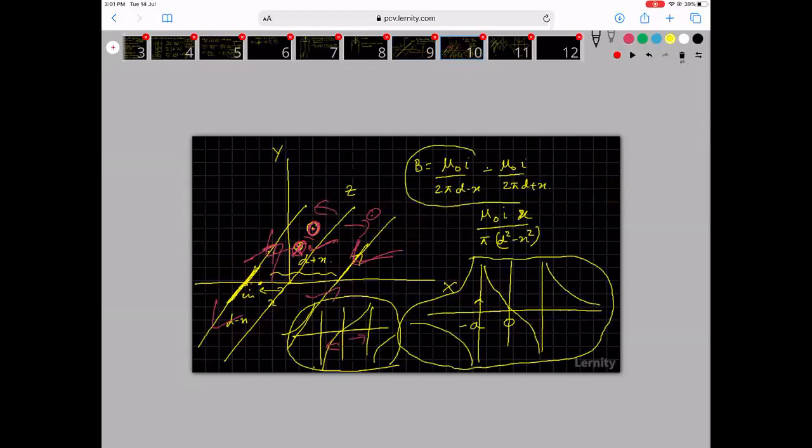How am I writing this? One magnetic field is into, one magnetic field is out. How am I writing that? That is the more important thing.